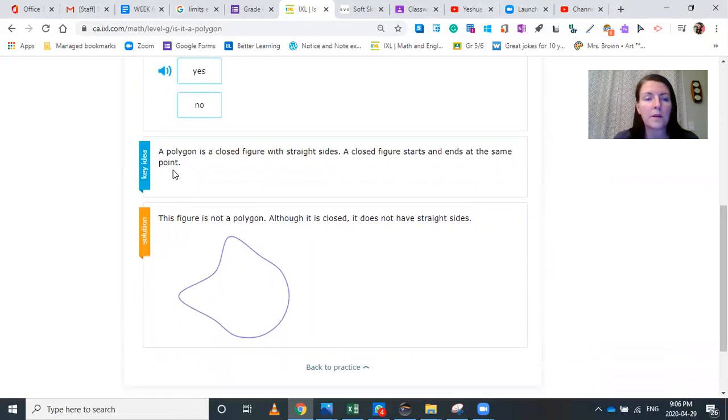So this is what I wanted to point you to right now, the definition of what a polygon is. A polygon is a closed figure, it has to be closed. It can't have a little gap here and be open, an open place for someone to walk through. A polygon is a closed figure and it needs to have straight sides. Looking at this example here, we can see it is closed, but it does not have straight sides. So it is not a polygon, this one. The closed figure starts and ends at the same point.